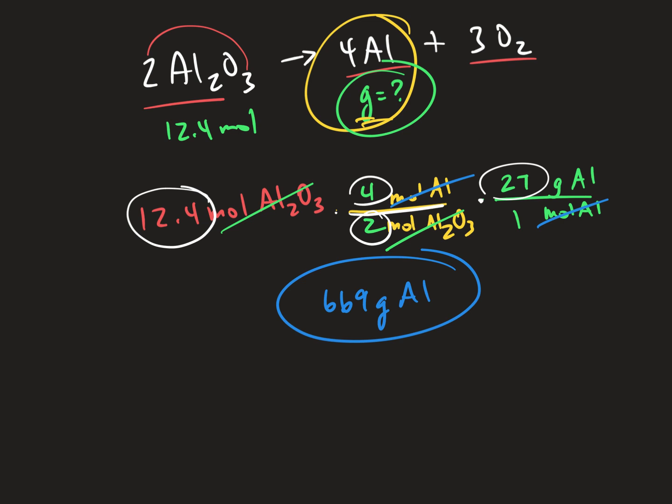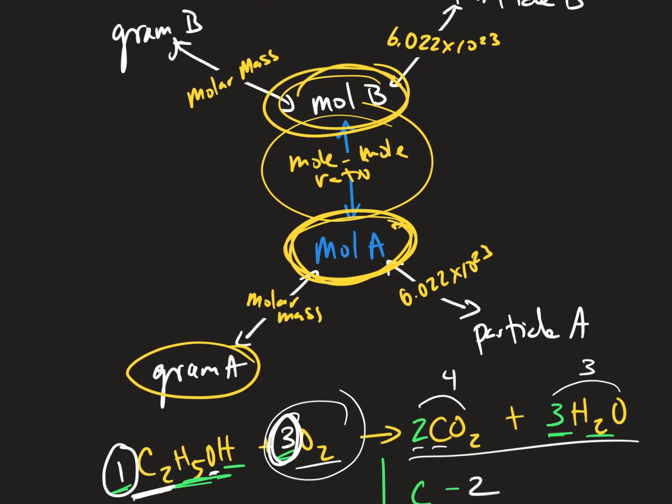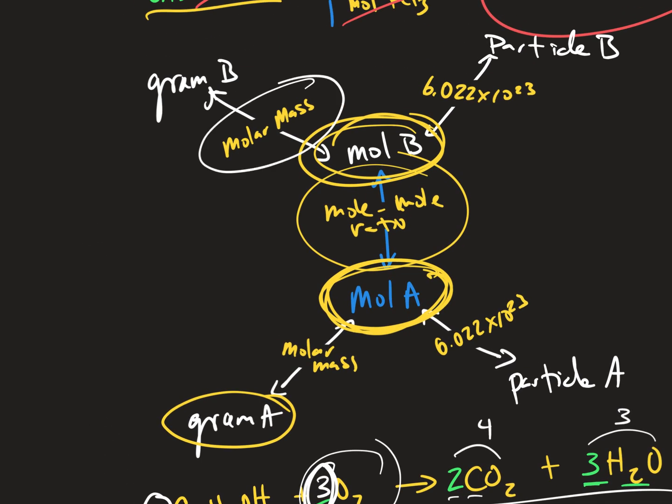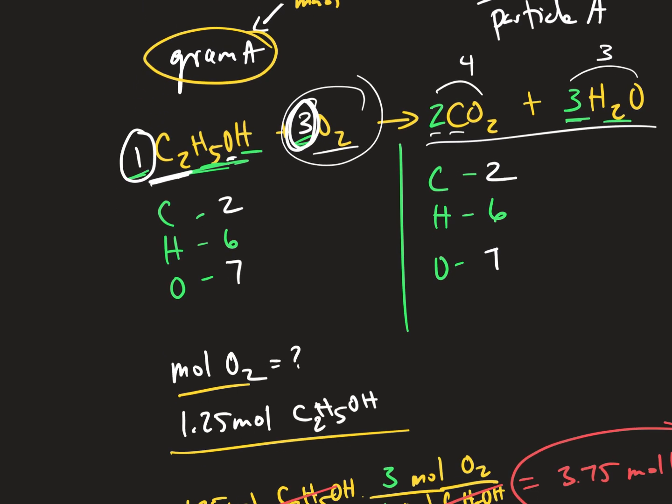Can you explain how you got to 27 one more time? Yes. Because this is moles to grams. So if we look at our mole roadmap, when we're going from moles to grams, we use the molar mass. And the molar mass of aluminum is just the atomic mass of aluminum. But if it's a compound, we have to add the atomic masses, right? Remember? Okay, good.